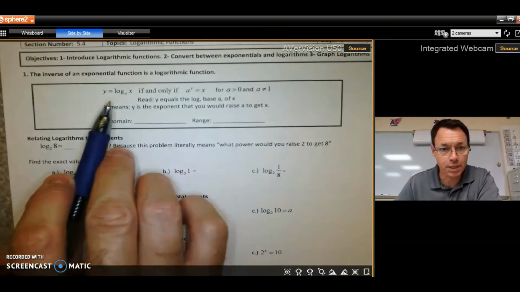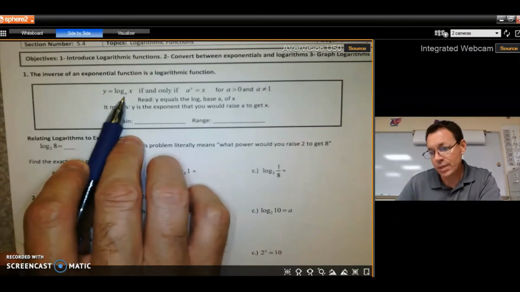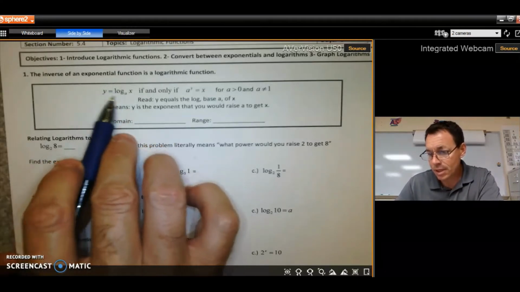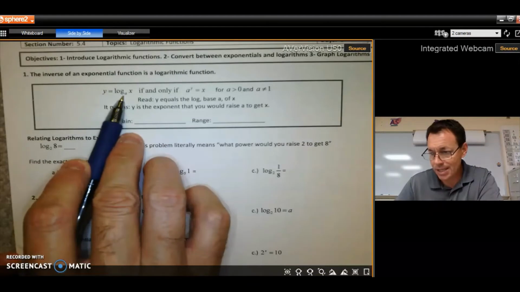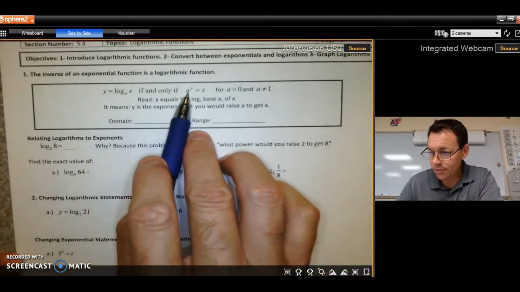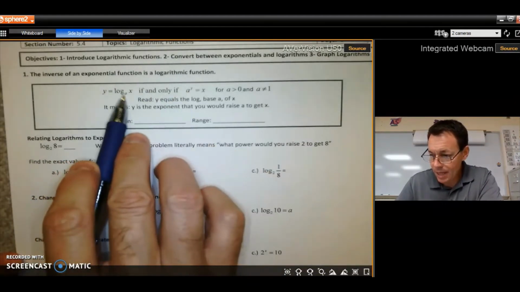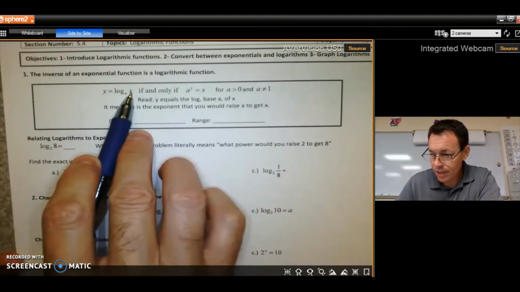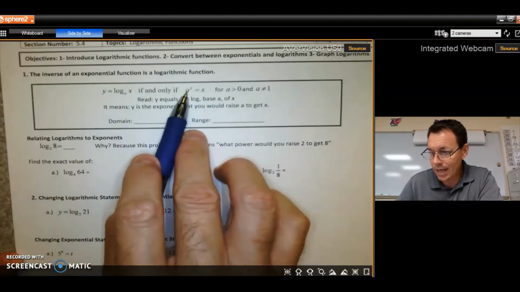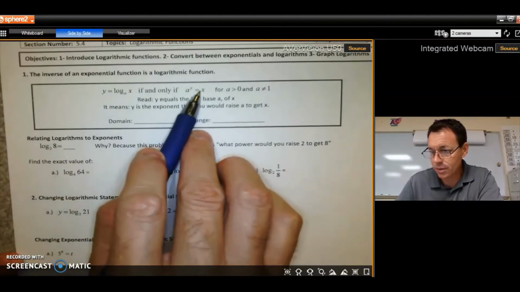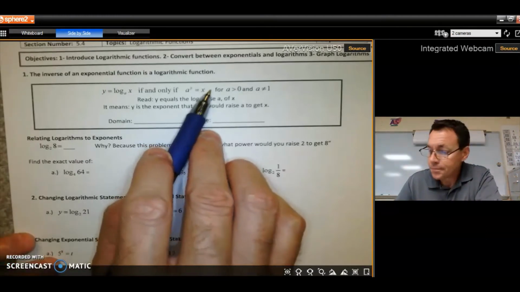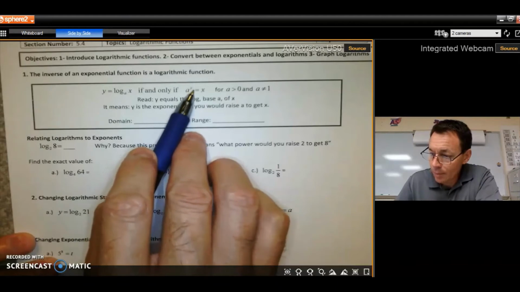Just like exponentials, we have a base. That's what that number right there is. And the connection between logarithms and exponentials is this statement is true: y equals the log base a of x if and only if a, our base, to this power equals this value right here. So if a to the y power equals x, notice they took the x and the y and flipped them, because that's what inverses do.